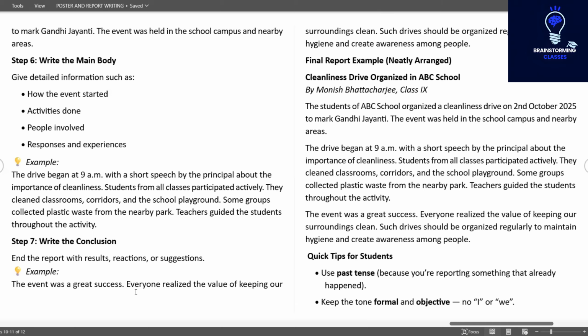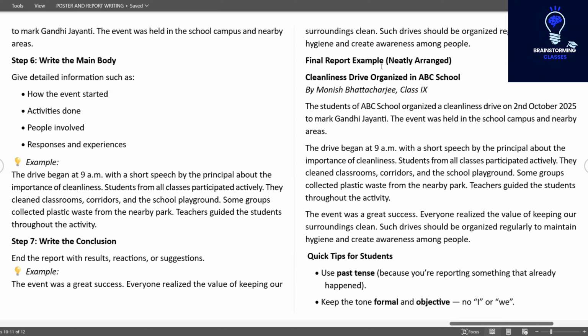Everyone should understand the value of the event being organized. Okay, you have to write it. And then, the drive: if it is a cleanliness event, then you have to write about hygiene and maintaining regularity. Okay, the hygiene has to be clearly stated. You have to highlight it, and then create awareness among people.